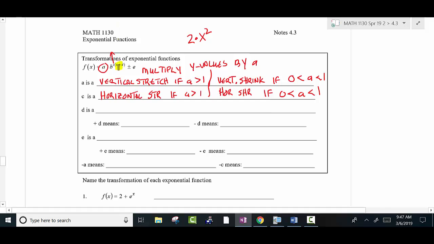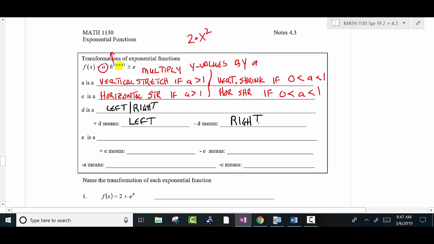What does the D do? That's inside the exponent. So what does that do? That's left-right stuff. Usually on this you just say left-right. That's good enough. Okay, so if it's a plus D, that goes to the left. If it's a minus D, it goes to the right. Okay, same thing. All functions always work the same way.